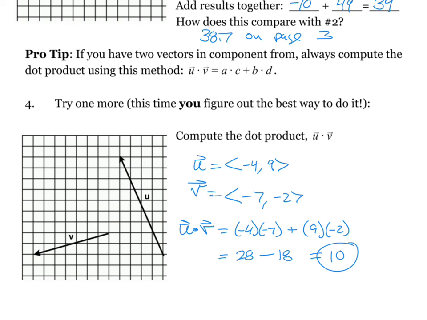Right, next up we're going to have part D.